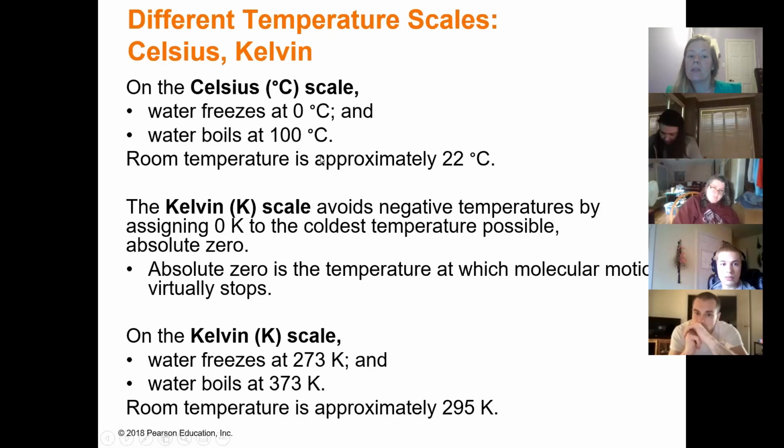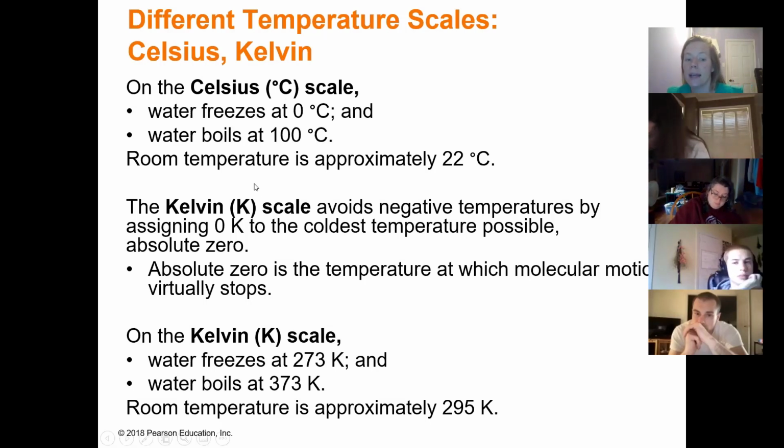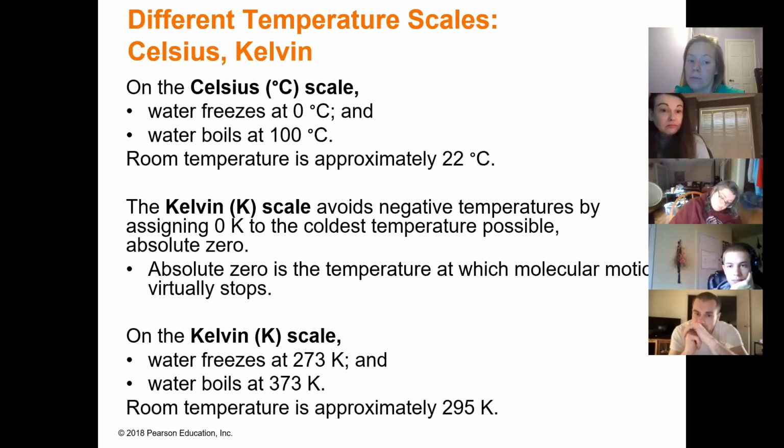Kelvin is a scale that is directly related to Celsius, where you're just taking whatever your Celsius value is and you add 273. So you shift the whole scale over by 273. Why do you do that? Well, the Kelvin scale avoids negative temperatures. So it assigns the lowest possible temperature as 0 degrees Kelvin, and then everything goes up from there. 0 degrees Kelvin is known as absolute zero.